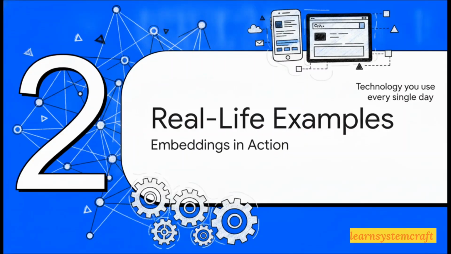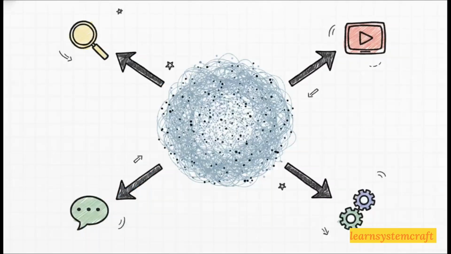Section 2. Embeddings in the real world. Let's move on and see how this builds into the technology you use every single day. Because this isn't just theory, this is the engine of the modern internet. This exact taste map technology is what powers the most popular AI systems in the world right now.